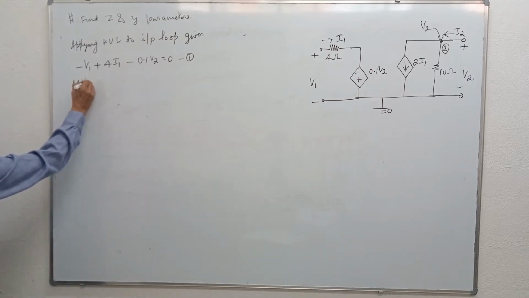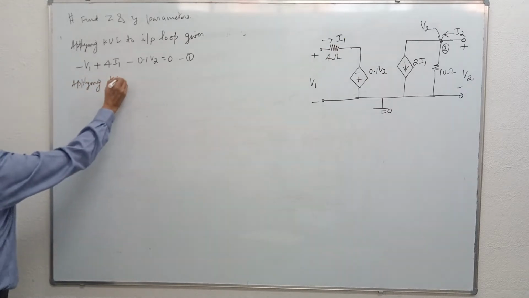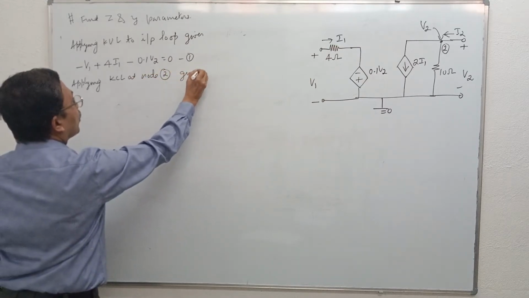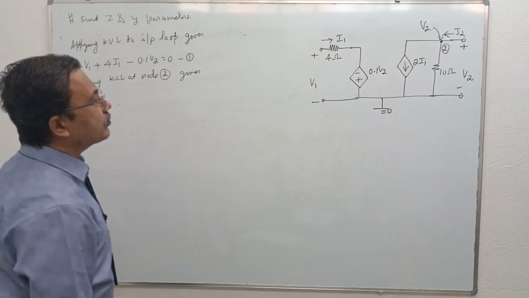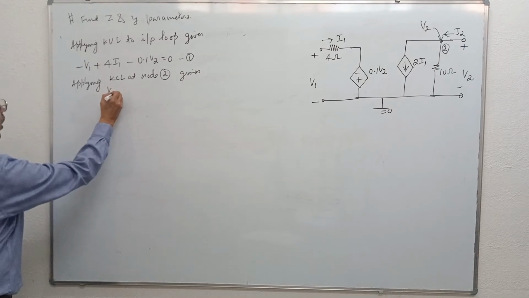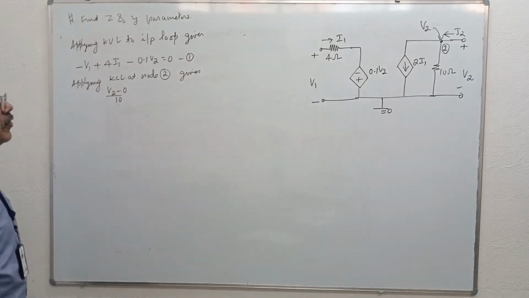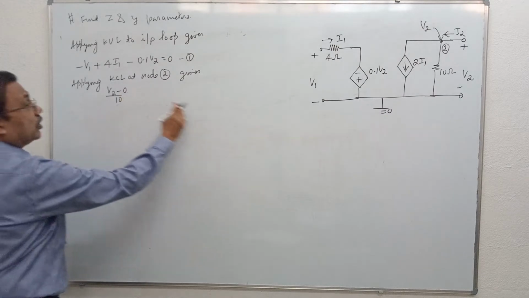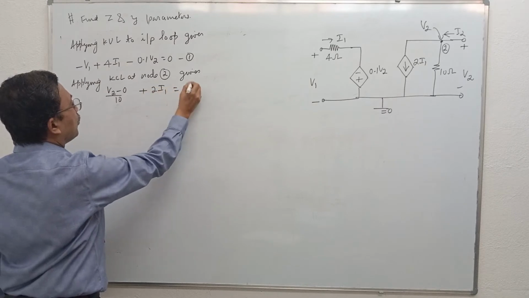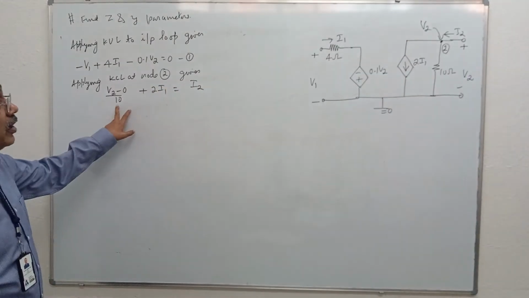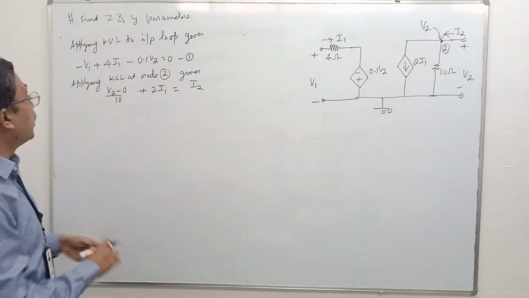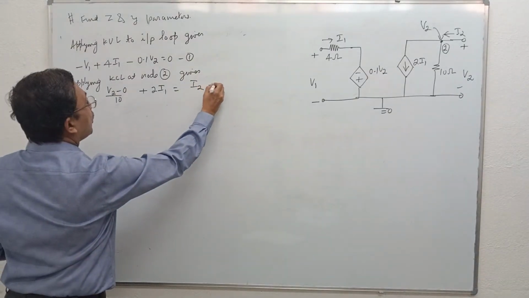Applying Kirchhoff's current law at node 2 gives: current in 10 ohms is V2 minus 0 divided by 10. This current is leaving node number 2. This current 2I1 also is leaving node number 2, plus 2I1 is equal to current entering. On the left hand side I have written the currents that are leaving node number 2, and on the right hand side I have written the current entering node number 2. So this is equation 2.